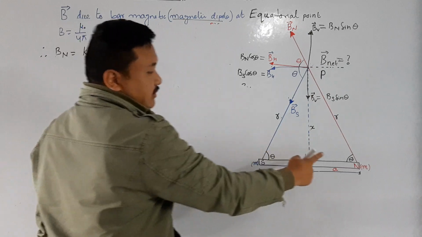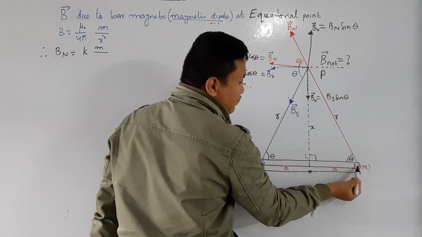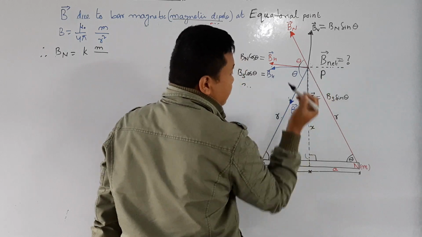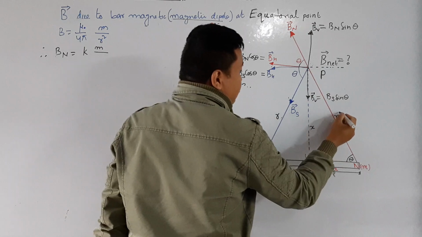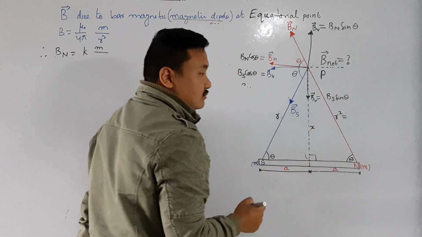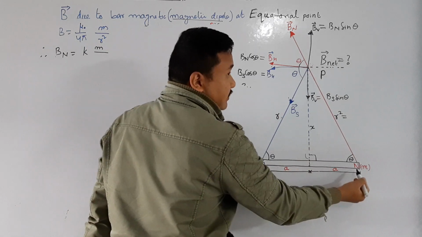So I am doing for Bn. So r square is the distance from this pole to this point, and this is my r. So r square will be equal to how much? This is hypotenuse, this is perpendicular, this is base.